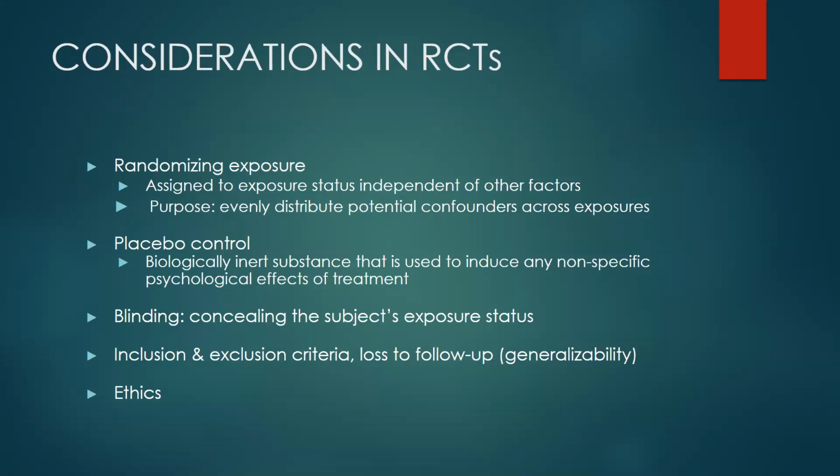So those are the kinds of things you still want to think about when designing or evaluating randomized trials. You want to make sure that people are randomized. The purpose of this is to evenly distribute any potential confounders across exposures. So if something happens that makes a particular group of people more likely to get assigned to the intervention arm, that's problematic.